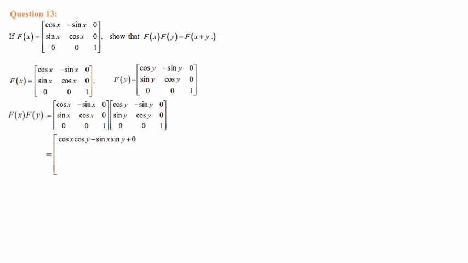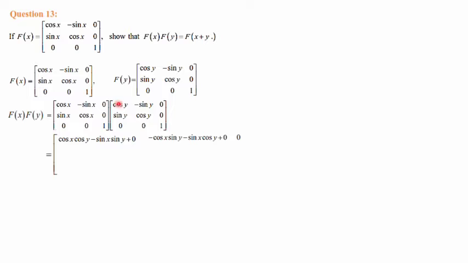Next is first row with the second column. For that, cos x sin y, there is a minus sign, so we write minus cos x sin y. Then here also there is a minus sign, so we write minus sin x cos y. Then 0 into 0 is 0, so we write minus cos x sin y minus sin x cos y plus 0. Next is first row with the third column. Here cos x into 0 is 0, minus sin x into 0 is 0, 0 into 1 is 0. So when we add everything, we will get 0.